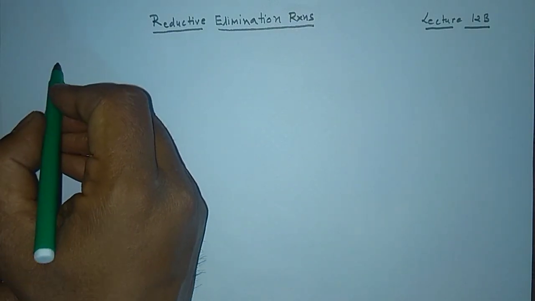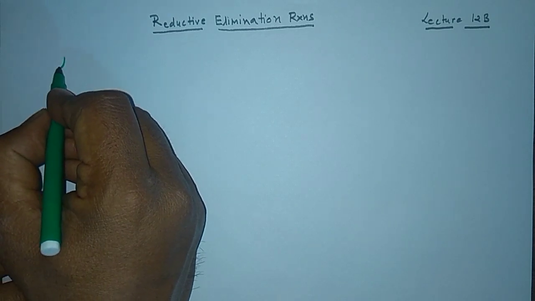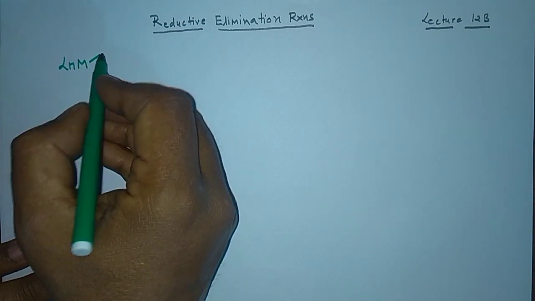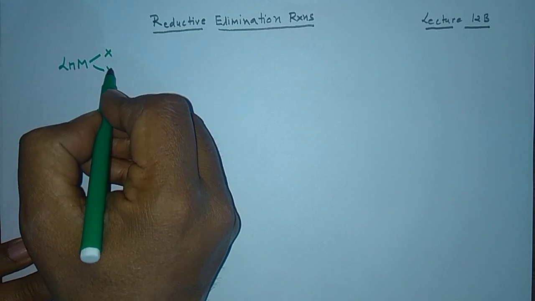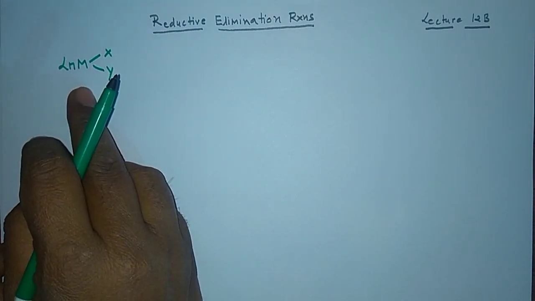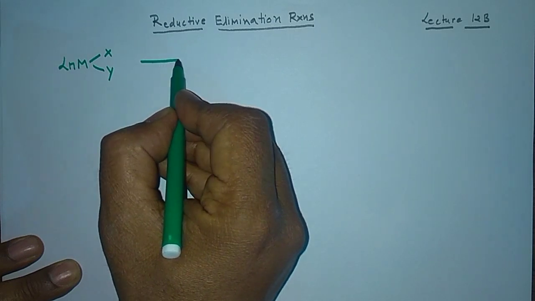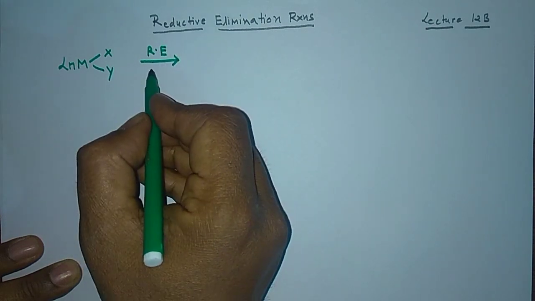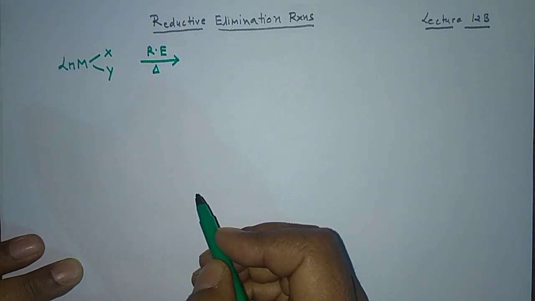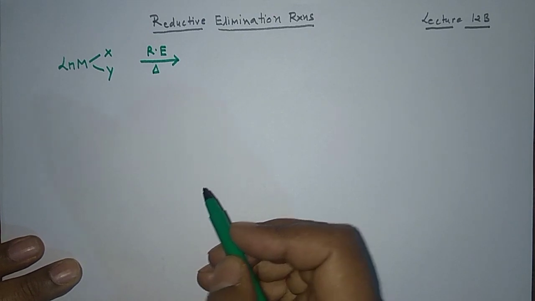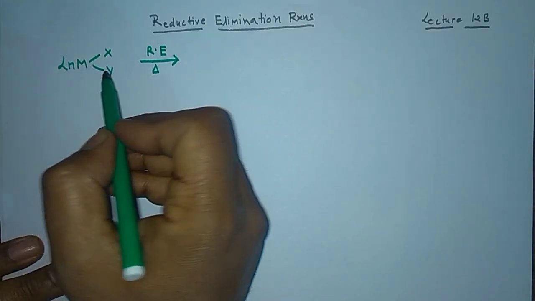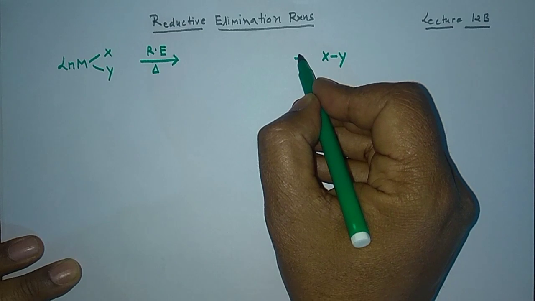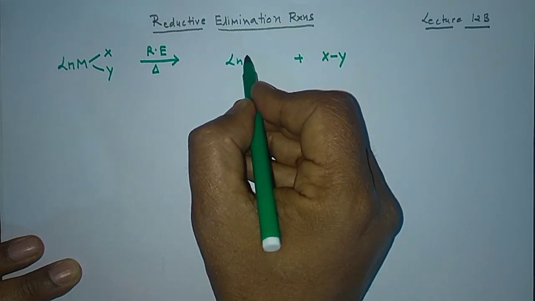If you want to write a general reaction for this, say I'm writing this: this is my Ln, this is M, and this is X, and this is Y. This is some hypothetical complex, and I am doing reductive elimination on it, so I'm writing Re for this. Sometimes you have to supply heat, you have to heat the substrate to get your products. What will happen is that these two ligands will leave from here, so you have your XY molecule, and then you will have your LnM.